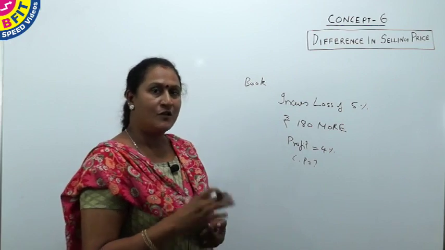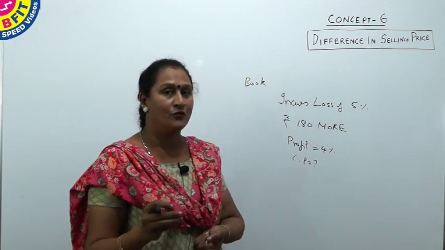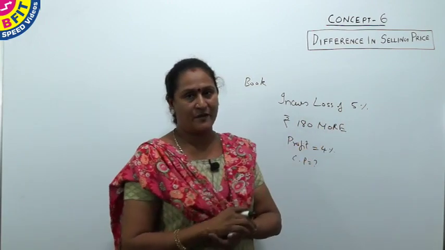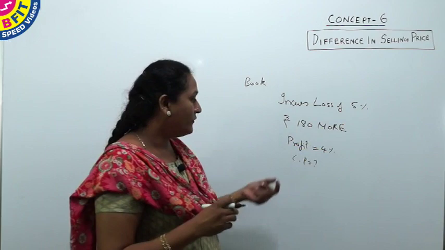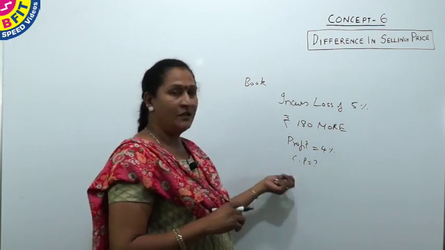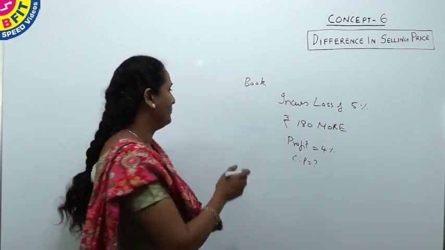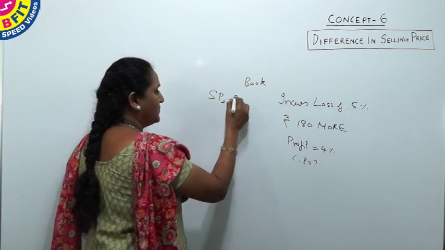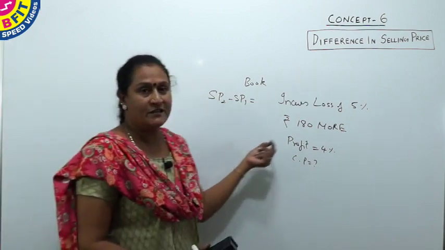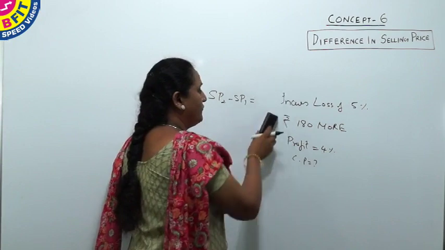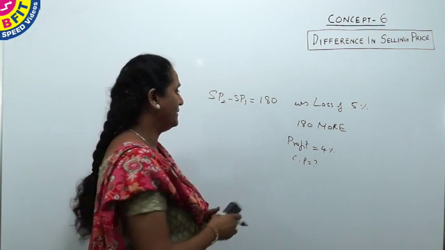So in this question, for some selling price, he incurs a loss of 5%. Say for example, if he had sold the book for 1000 rupees, he incurs a loss of 5%. If he had sold it for 180 more, that is 1180 rupees, he would have got 4% profit. So what is the cost price? No selling prices are given, only the difference in selling price is there, that is SP2 minus SP1. So if he sells for 180 rupees more, the difference in selling price is 180.